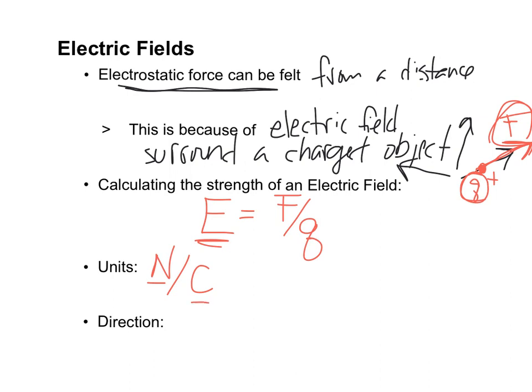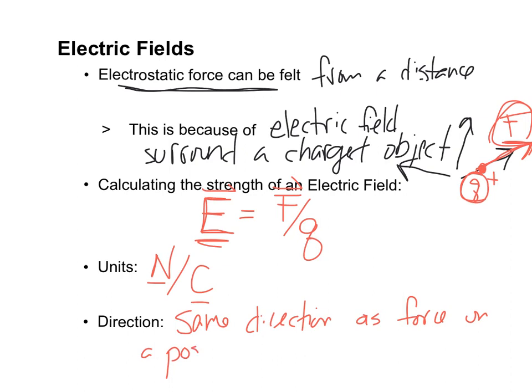Now, if we want to think about this measurement here, electric field, it's also a vector quantity. It has to be a vector quantity because force is a vector quantity. And if we think about the direction of that electric field, it's always going to be in the same direction as force on a positive charge. So what we think about is if I were to place a positive charge in an electric field, which direction would that charge be pushed?